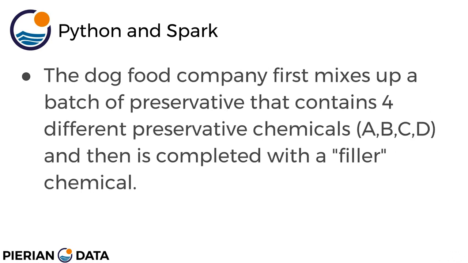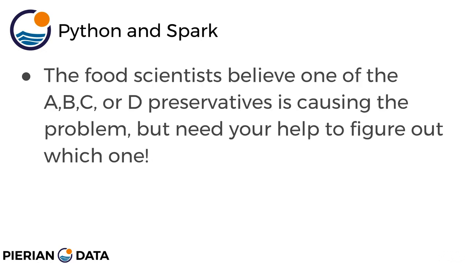So the dog food company first mixes up a batch of preservative, and then that preservative contains 4 different preservative chemicals labeled A, B, C, and D, and then it's completed with some sort of filler chemical. Now the food scientists working at this dog food company believe that one of the actual preservatives that is labeled either A, B, C, or D is causing the problem of the dog food spoiling early, but they need your help to figure out which one of these chemicals it is.